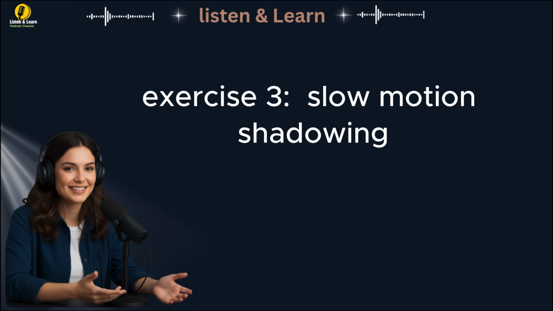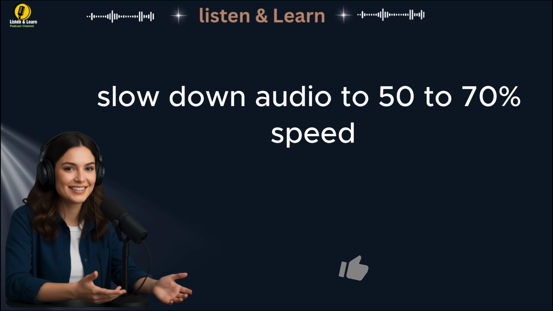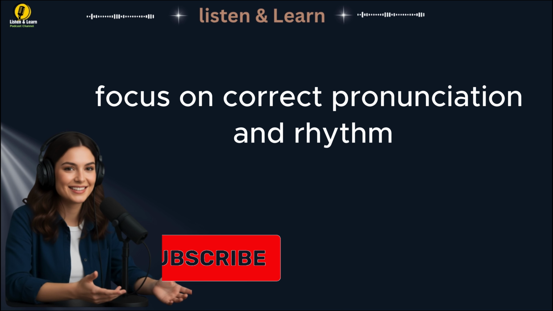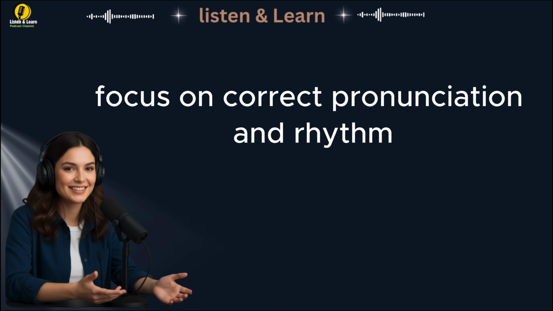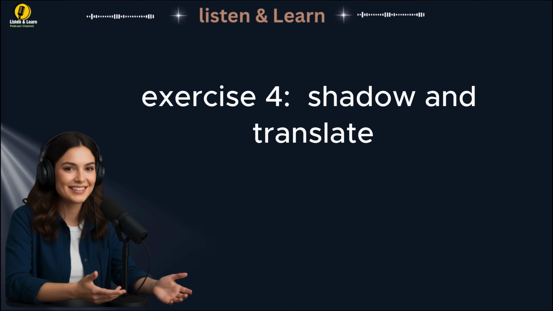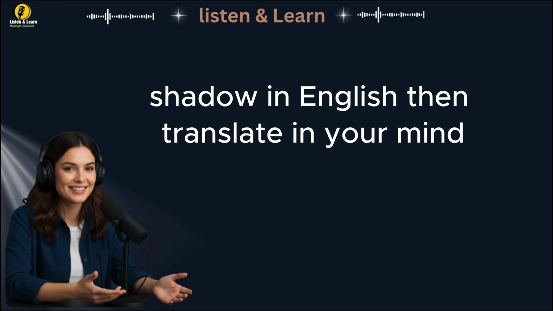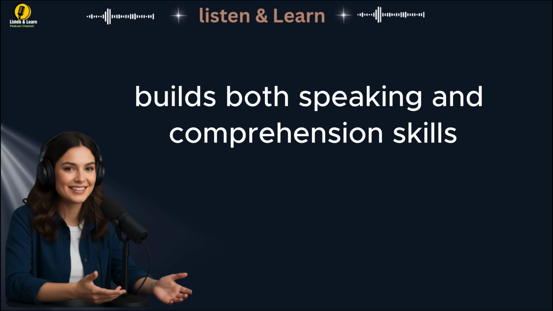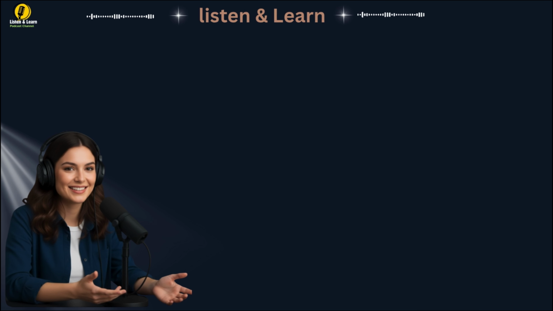Exercise 3. Slow motion shadowing. Slow down audio to 50 to 70% speed. Focus on correct pronunciation and rhythm. Exercise 4. Shadow and translate. Shadow in English, then translate in your mind. Builds both speaking and comprehension skills.